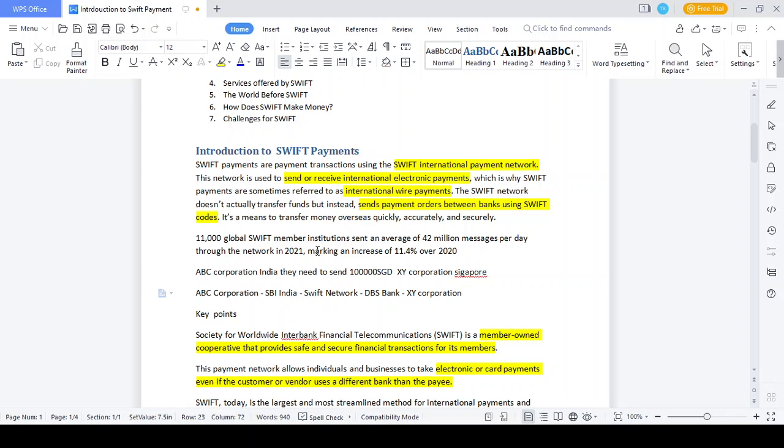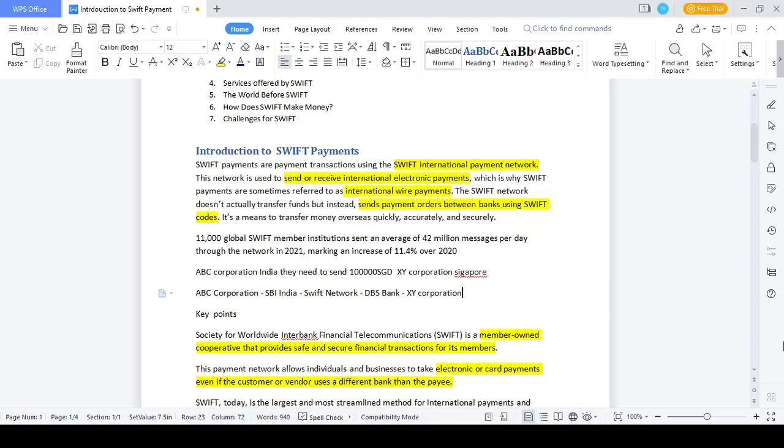Around 11,000 institutions are right now using SWIFT payment. Day by day, over 42 million transactions flow through the SWIFT network. The SWIFT network growth increases every year. Around 2022, it grew by around 34%.